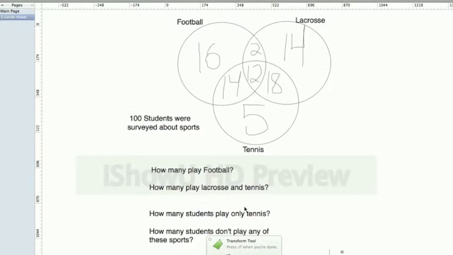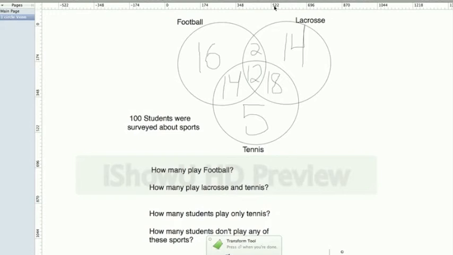To figure out how many students played lacrosse and tennis, you have to take the number of students that only played lacrosse, which is 14, the number of students that only played tennis, which is 5, and the number of students that played both, which is 18. Once you've added these numbers, you can figure out that 37 students played lacrosse and tennis. To figure out how many students played only tennis, you just have to take the one number in this circle, which is 5.